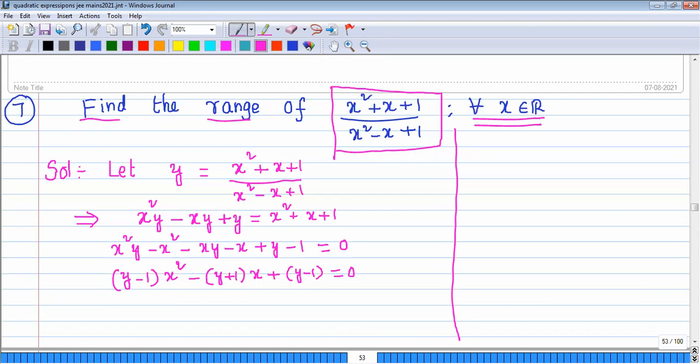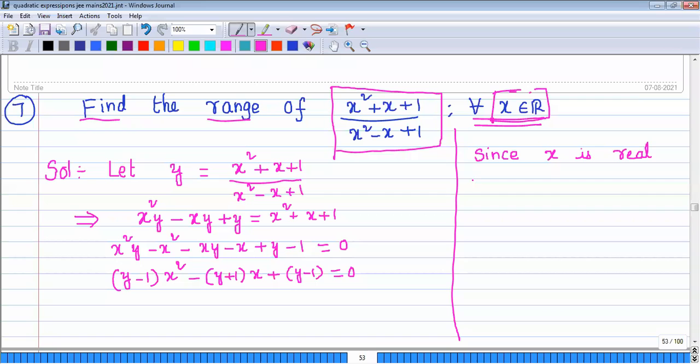But here what is given? x belongs to R. That means the roots of this quadratic equation are real. Since x is real, its discriminant must be greater than or equal to 0. It may be equal to 0 or greater than 0. Since x is one of the roots and x is real, we can write that its discriminant is greater than or equal to 0.